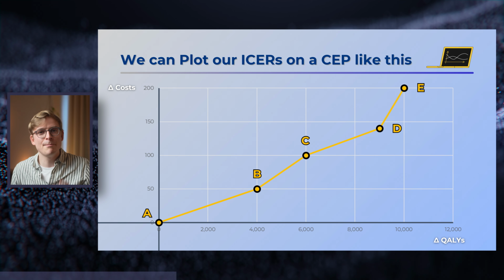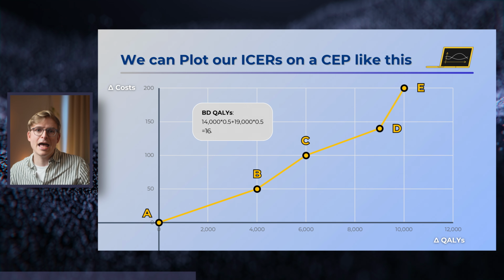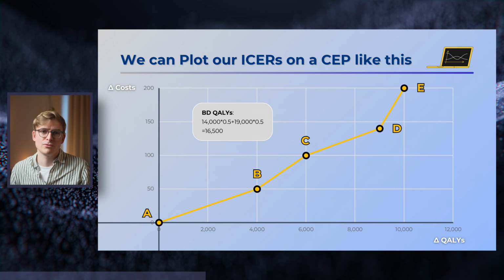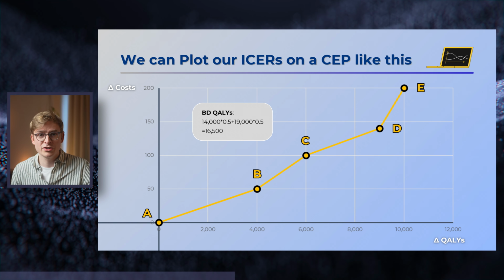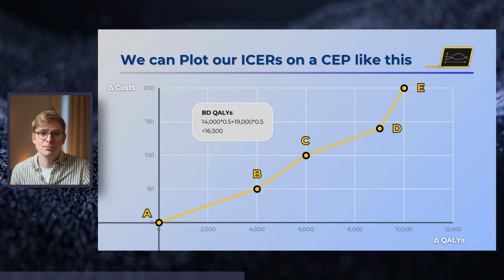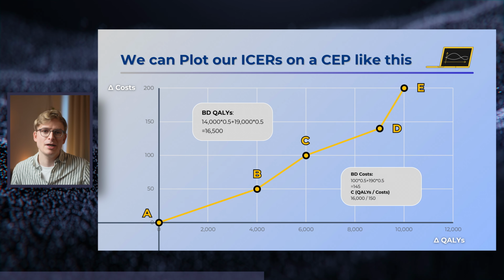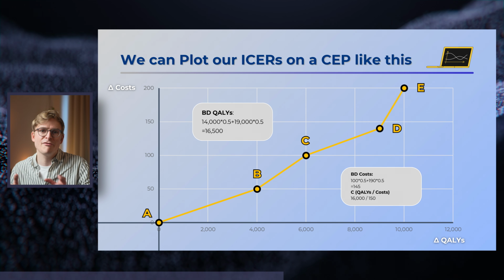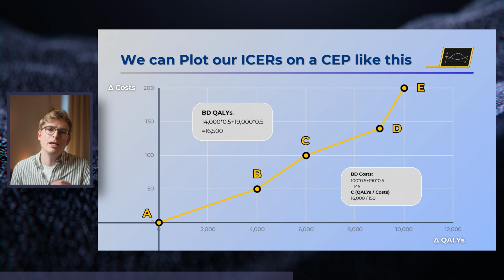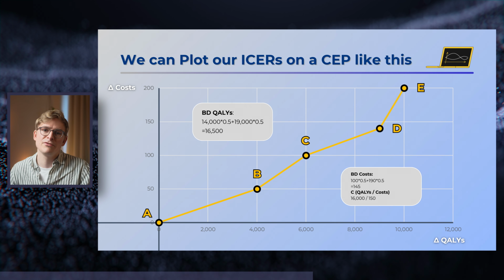We simply multiply both the total QALYs and costs for B and D by 0.5 and then add them up, which gives us our combination results. So 14,000 times 0.5 plus 19,000 times 0.5, which is 16,500. If we do the same for our costs, we can then see that our BD combination generates 16,500 QALYs at a cost of 145 million, while test C alone only gets us 16,000 QALYs at a cost of 150 million.